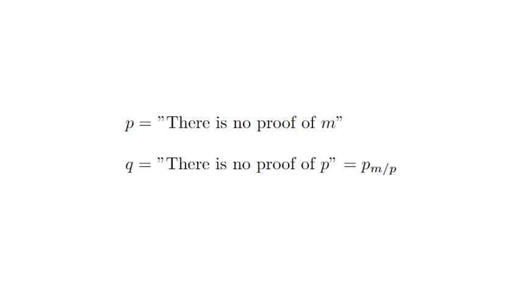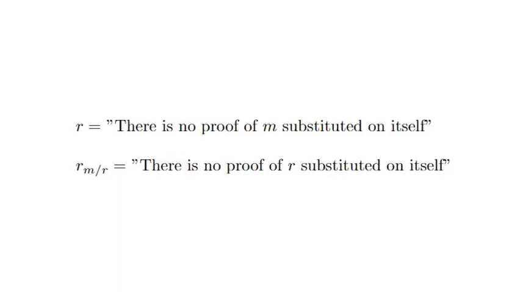So we should have aimed for something completely different from the beginning. We should have been aiming for the statement R that reads, there is no proof of M substituted on itself. And so if we instead take the statement there is no proof of R substituted on itself, that statement is R substituted on itself. That statement is inside itself.